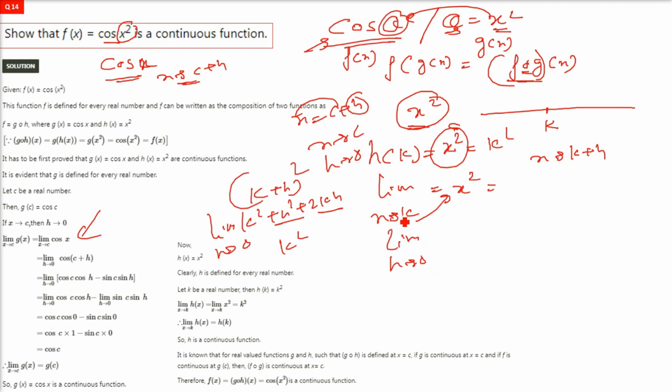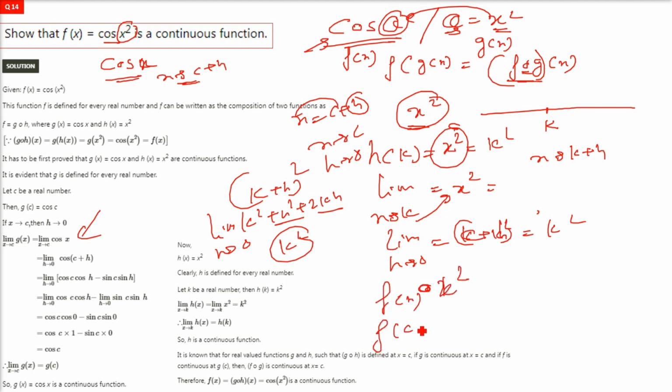So let us apply the limit as h tends to 0 when x is tending to k. Replacing x by c + h, it is going to be k² only. So basically the idea is, take any point, say x is approaching k, and the limit should come out as the value of the function at that particular point. So f(k) will be k². So this is continuous. Cos x we have already done. So cos x² will also be a continuous function, because basically it is a composition of functions.